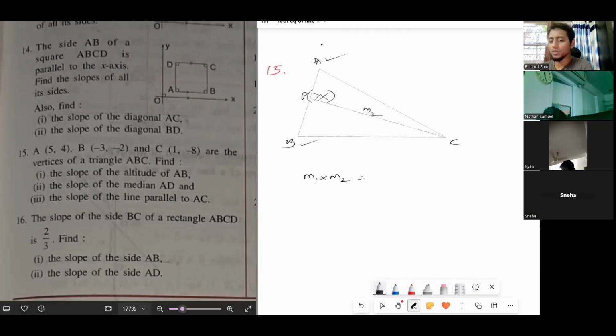M1 into M2 is equal to minus 1. So if you have M1, we can find M2. That's how we find the slope of this PC, not by the 2 points. That way we don't even know a formula. We know only 2 formulas to find the slope.